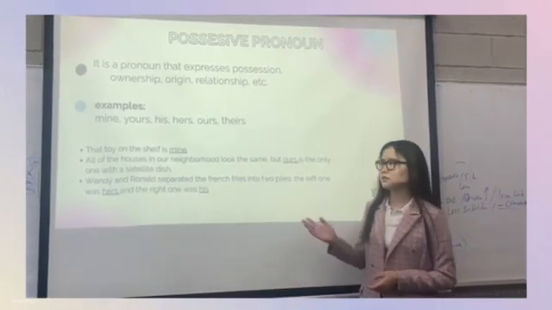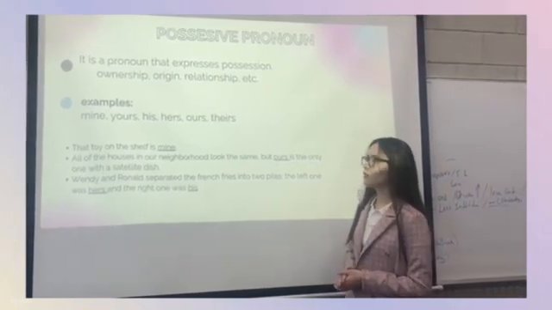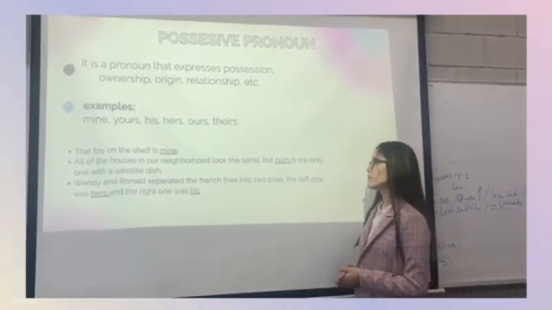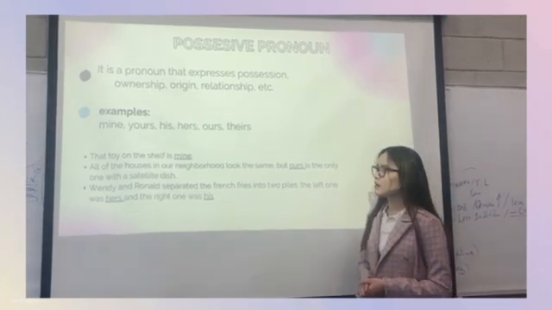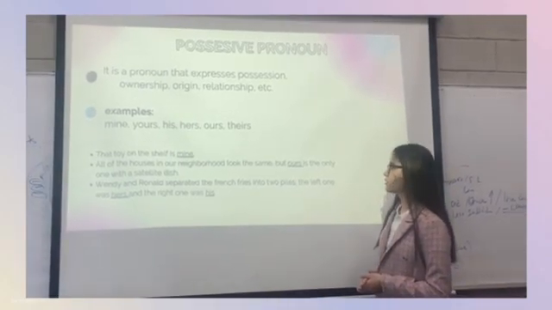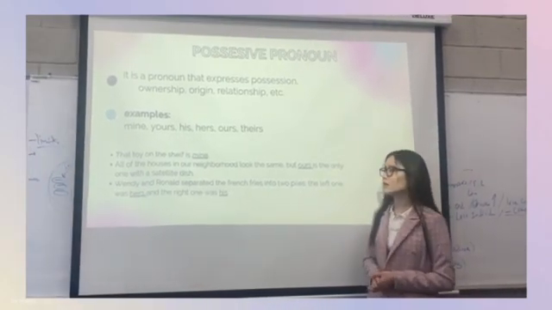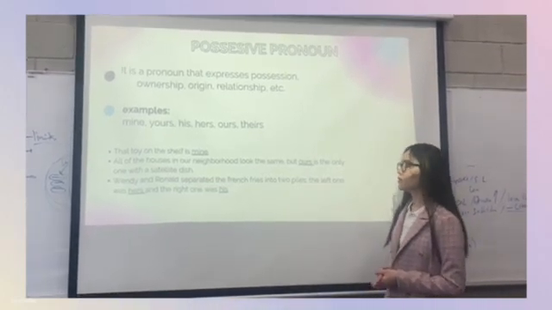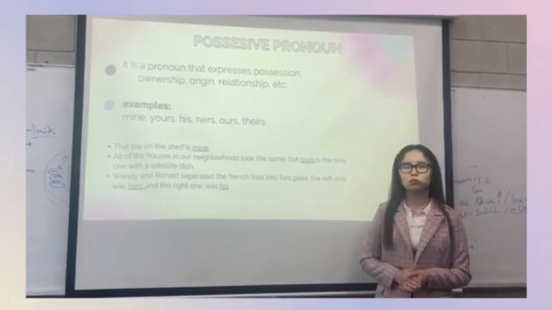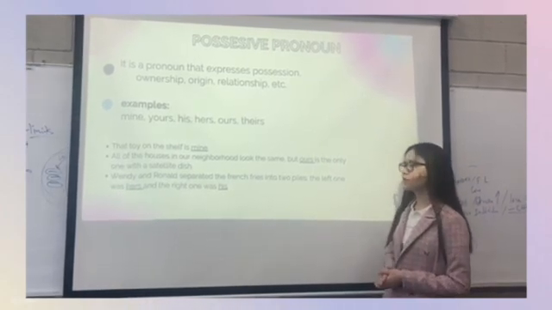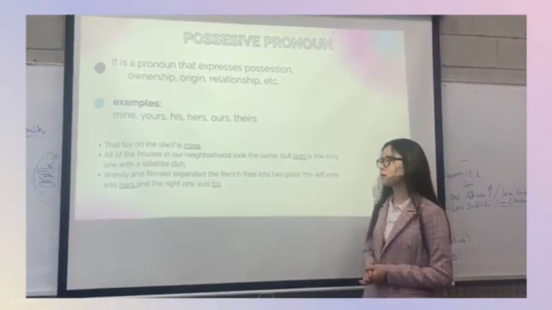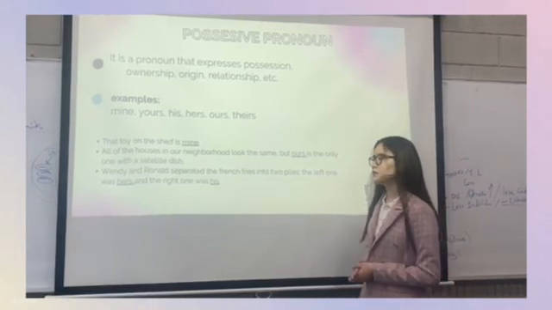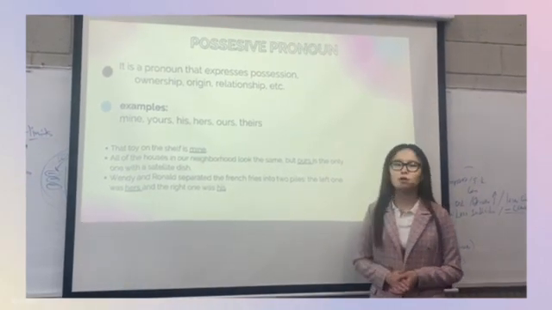So let's look into these sentences. Here, that toy on the shelf is mine. Mine is a possessive pronoun here. All of the houses in our neighborhood look the same, but ours is the only one with a satellite dish. And Wendy and Ronald separated the French fries into 2 piles. The left one was hers and the right one was his. Here, of course, ours, hers, and his are possessive pronouns.